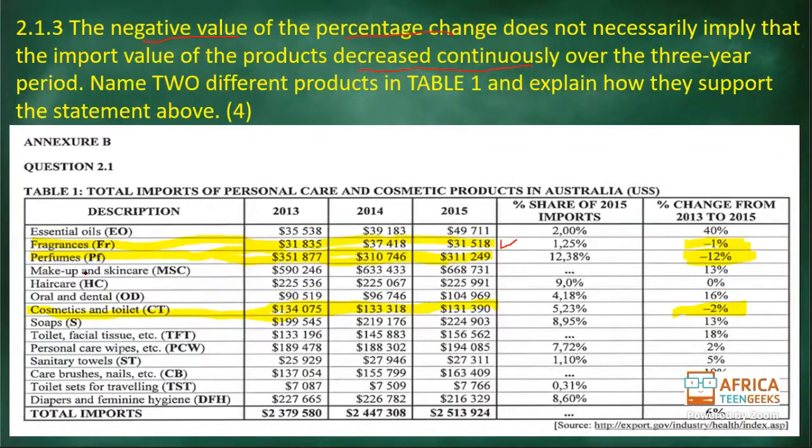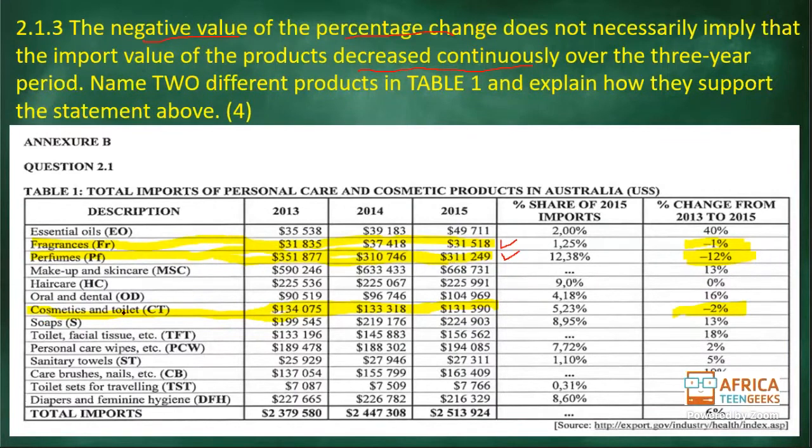Let's look at perfumes. They started at 351,877. Then the import value changed to 310,746. Then it went up again to 311. So from 2013 to 2014, it decreased. But from 2014 to 2015, it increased. So this also supports the statement above.